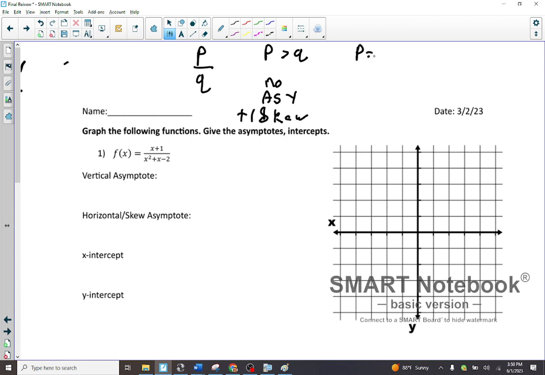If P equals Q, let me put an A and a B here, then it's going to be the coefficients. So it's just going to be A over B. Your horizontal asymptote would be A over B. And if P is less than Q, aka the bottom's bigger, then your asymptote is going to be 0.